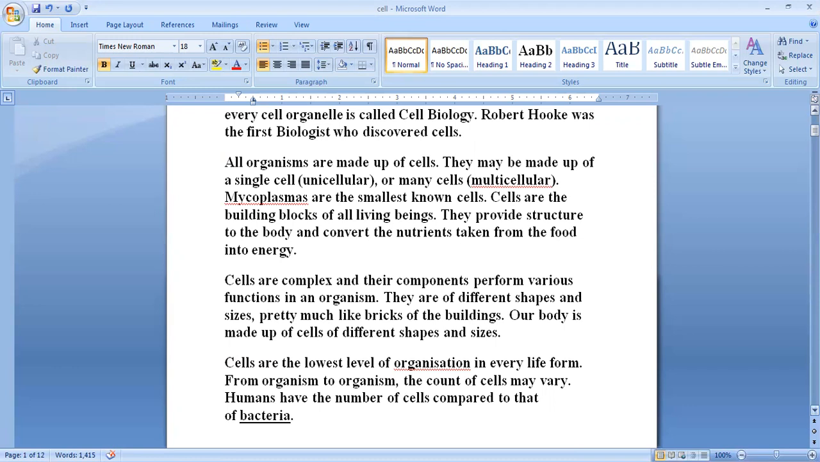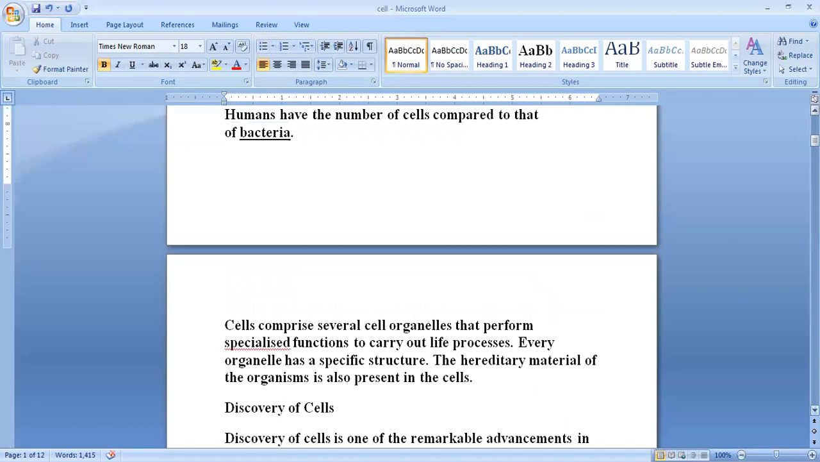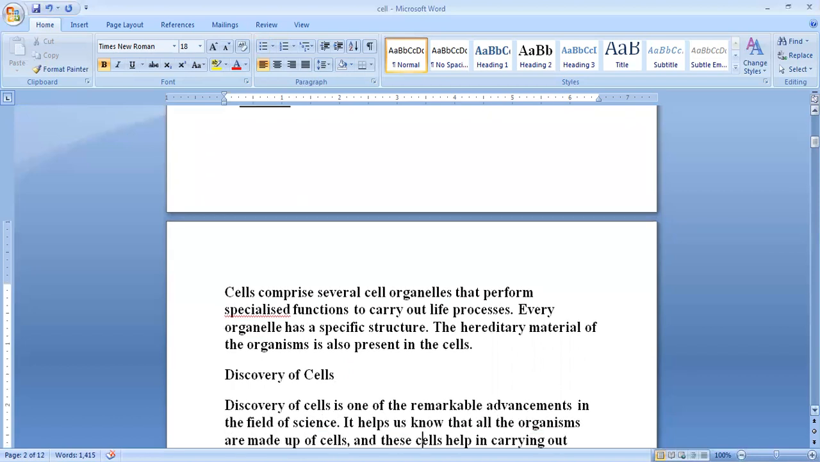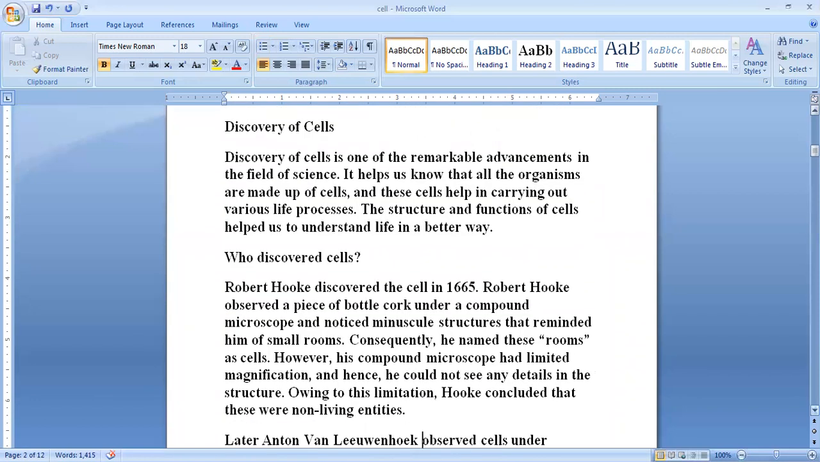So our body is also made up of cells of different shapes and sizes. Now it is the lowest form of organization in a life form. Human beings have a number of cells, and that can be compared to a single-celled bacterium. If we see, they comprise several organelles, and each organelle has a special function. The hereditary material is also present in the cell.